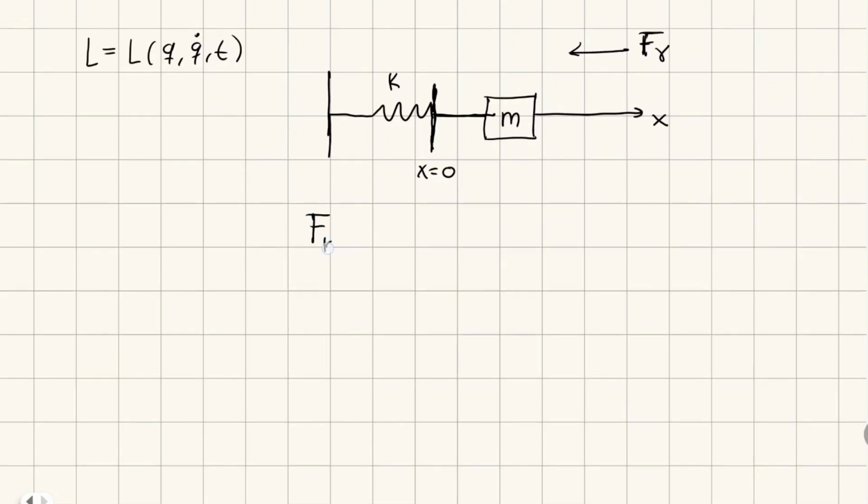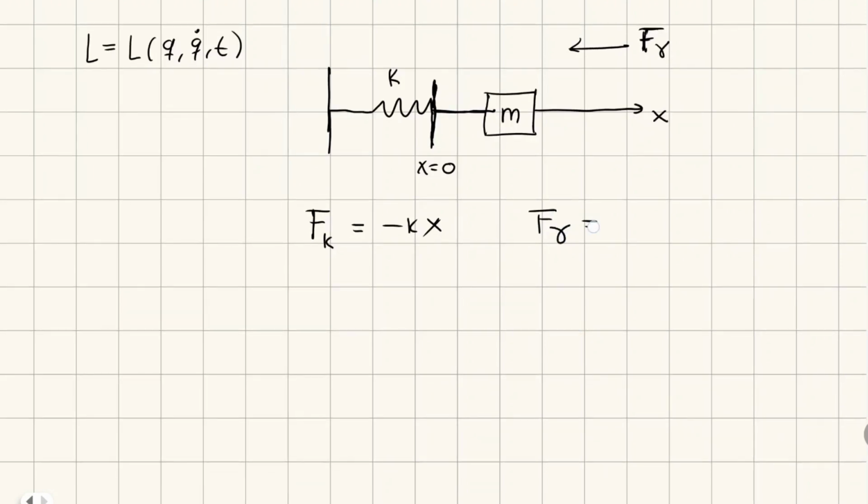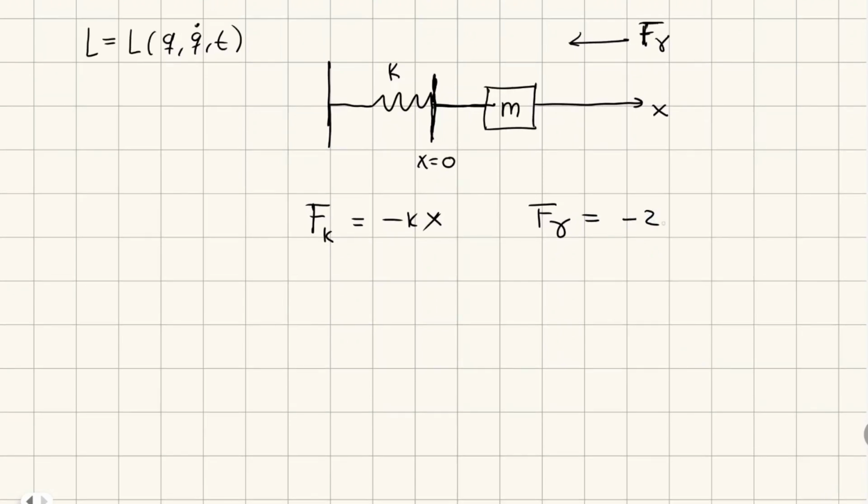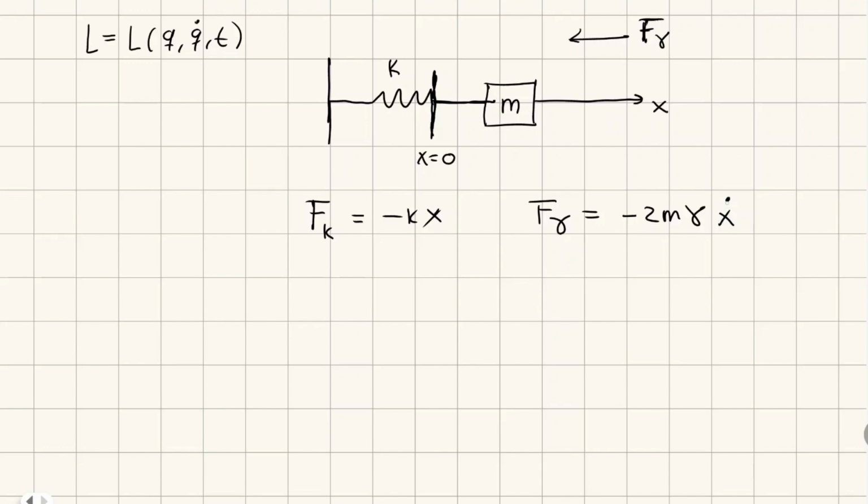We can establish that with the next equation. We are going to say that F k is going to be negative kx. So if x is positive, then this force is negative, but if x is negative, this force is positive. And remember that when x is negative, that means that the spring is in compression. And we are going to define the damping force as negative 2m gamma x dot. Again, it's something similar. The damping force is opposite to the velocity of the block of mass m. And remember that the velocity is always pointing in the direction of motion.